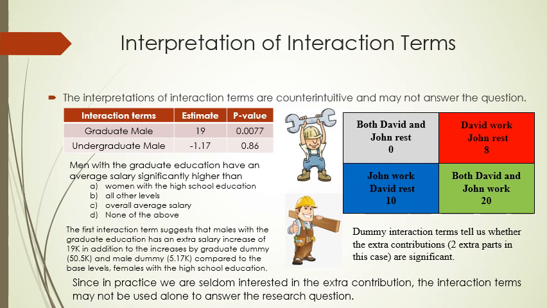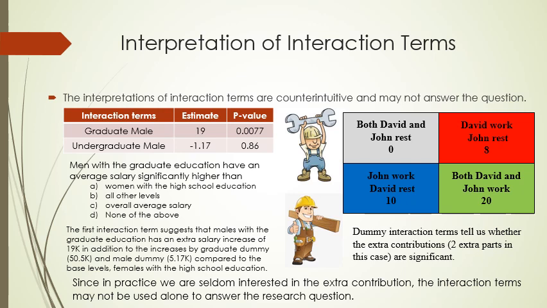We may try to understand the interaction term based on a metaphor. We have two workers, David and John, assembling machine parts. David can assemble 8 parts, and John can assemble 10 parts when they work separately. But when they work together, they can assemble 20 parts per day. Dummy interaction terms tell us whether the extra contributions, in this case 2 extra parts, are significant.